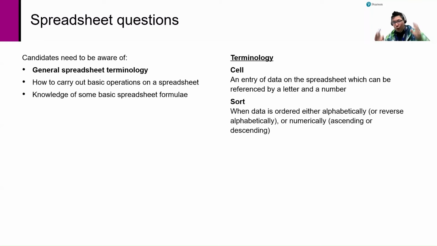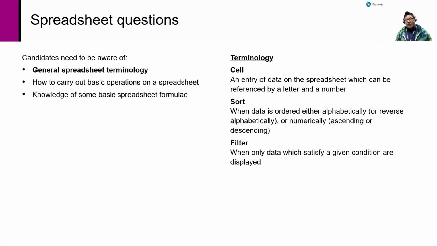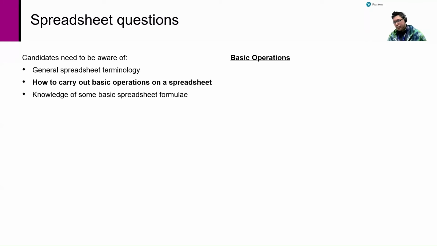They need to know how to sort the data. The word sort is a key word here. And that's when you order the data either alphabetically or reverse alphabetically, or numerically if you're dealing with numbers. Filter is another key word, and that is when only data are displayed given a certain condition. So if you say, I only want to see all of the fields where this number is over 5, that would be a filter, and candidates are expected to know that word.